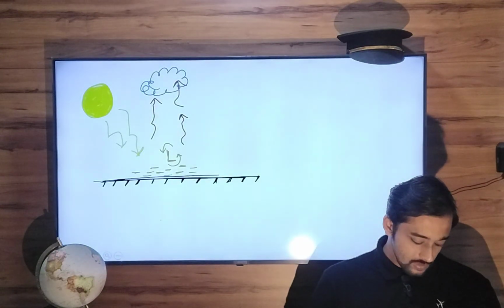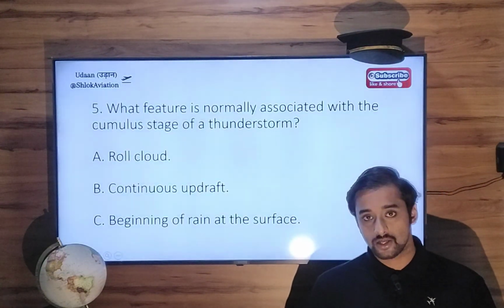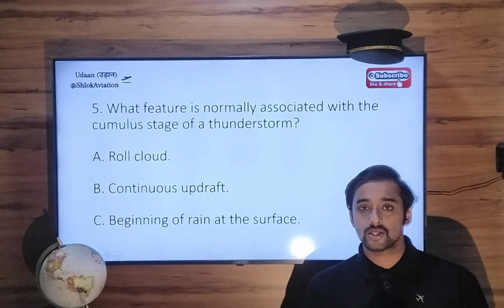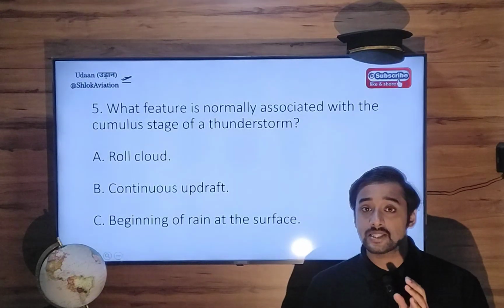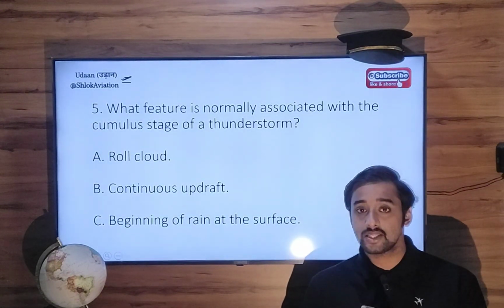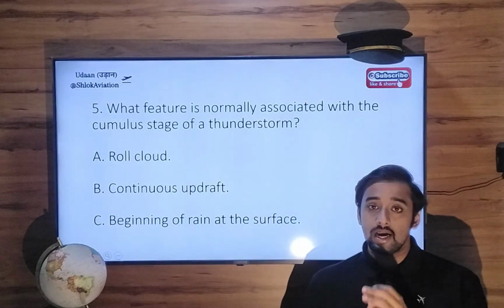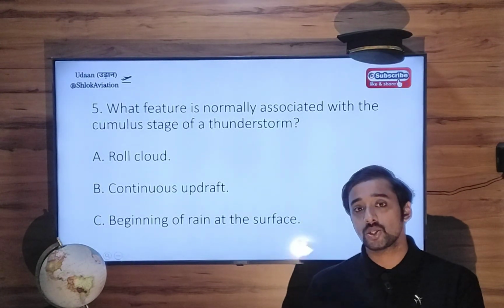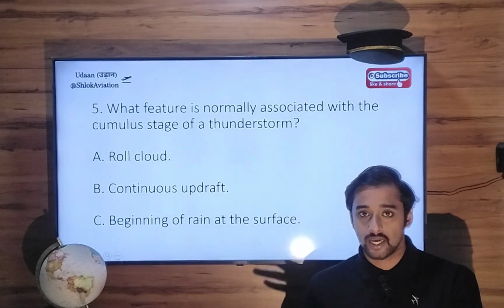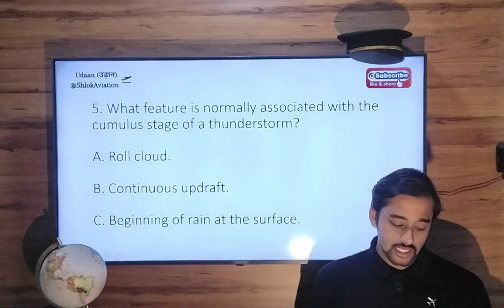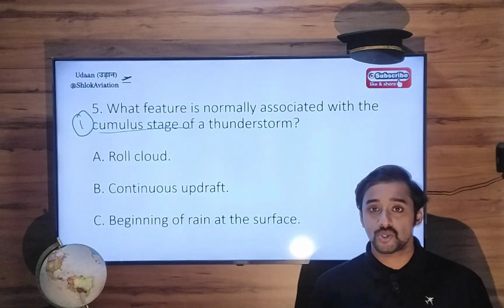Okay. Next, what feature is normally associated with cumulus stage of a thunderstorm? So there are three stages of a thunderstorm. Cumulus, that is the beginning stage, the starting stage, the incipient stage. The second stage is your mature stage, that is when the cloud is fully developed. And the third stage is dissipating stage or dying stage, when the cloud comes to the end of its life cycle. Okay, so cumulus stage is the first stage of the cumulonimbus or thunderstorm cloud.